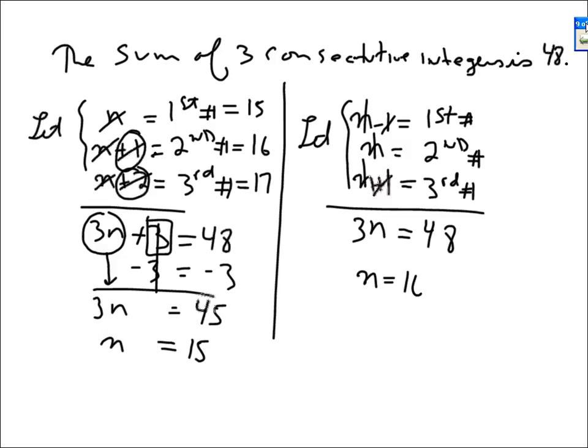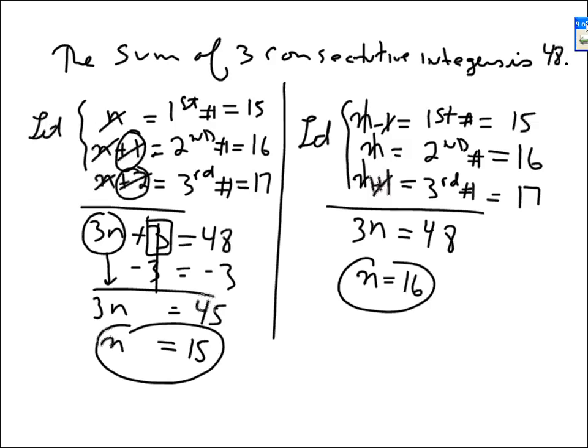3 times 16 is 48. So n is 16. And we called n the middle number. The top number is n minus 1. 16 minus 1 is 15. And the bottom number is n plus 1. 16 plus 1 is 17. Now you may say, wait a minute, come on, you made a mistake. You got different answers for n. Yes, I got different answers for n. And I'm supposed to get different answers for n.